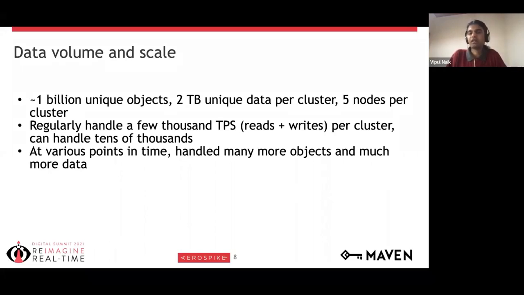We regularly handle about a few thousand transactions per second per cluster, but we have the capability to handle a lot more. The transaction volume isn't the binding factor, but we do like that we can handle bigger spikes. At least the data store isn't the constraining factor. And we have in the past handled more objects depending on exactly our use cases, and those keep evolving. So definitely not the peak of what we can handle.